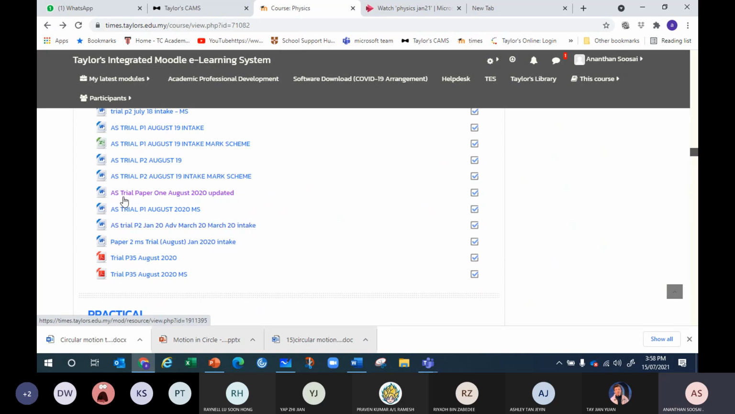These two papers: AS trial paper 1, August 2020, one paper 2 and one paper 1. Try this before Wednesday, as we'll be discussing this. Check the mark scheme, check your answer, and get ready with your questions on what you don't understand.